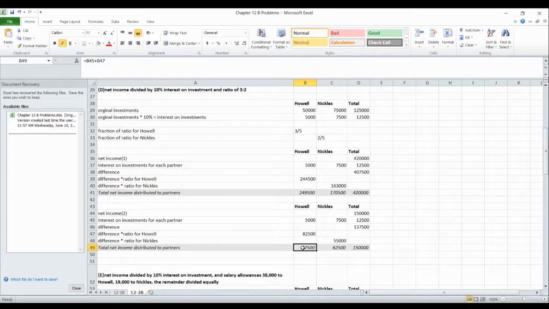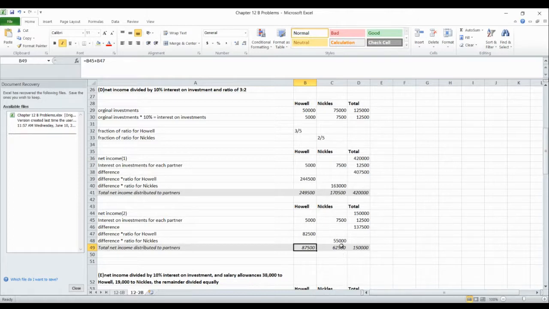The total net income that would be distributed to Hal is the 5,000 of his interest on investment plus 82,500, which will give you 87,500. So for the net income of 150,000, Hal would get 87,500, and Nichols will get 62,500.